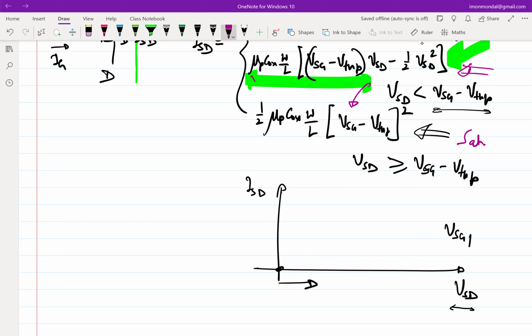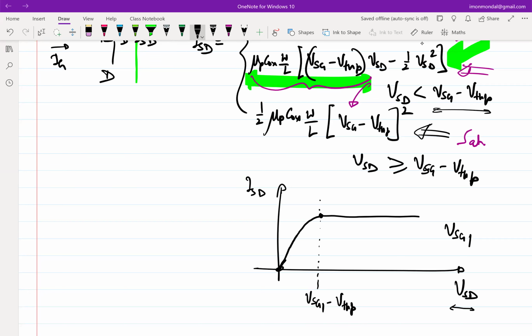If I start off with the equation on the top, for very small values of VSD, what would I see? I would see only the linear part being the dominant term. So we will see a linear increment, and hence it's also called the linear region of operation. Then if we keep on increasing VSD, you will see a parabolic nature kick in, or rather becoming prominent. And at some critical voltage, which is equal to VSG1 minus VTHP, it will hit saturation and the current will no longer increase.